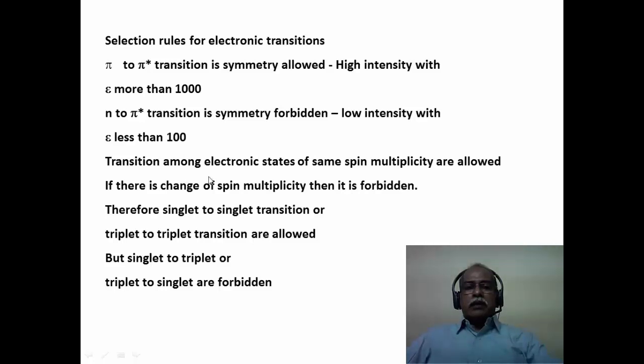Transitions among the electronic states of the same spin multiplicity are allowed, whereas if the spin multiplicity changes during the transition, then it is forbidden. This is exemplified by the fact that a singlet ground state to a singlet excited state transition, or a triplet ground state to a triplet excited state transition, are allowed. Most organic molecules are in a singlet state in the ground state, so singlet-singlet transition is possible or allowed, whereas the singlet to triplet transition is a forbidden process. So these are the selection rules that one needs to keep in mind while dealing with the electronic transition in UV visible spectroscopy.